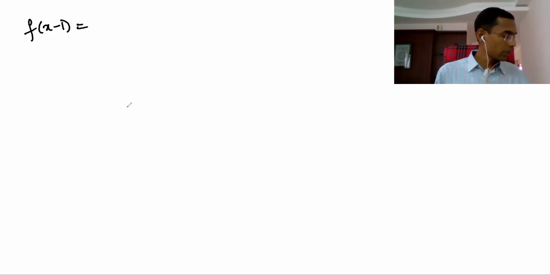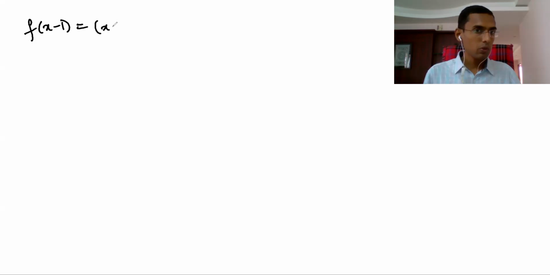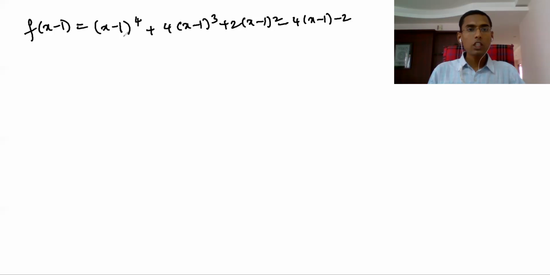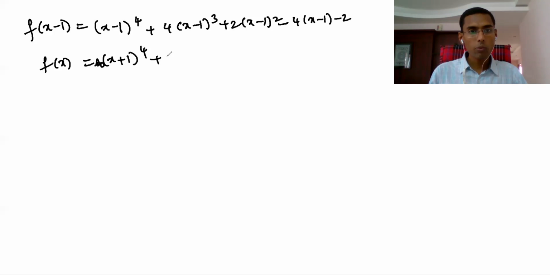I'm writing here f of x minus 1, that is (x minus 1)^4 plus 4 into (x minus 1)^3 plus 2 into (x minus 1)^2 minus 4 into (x minus 1) minus 2. This one we want. To simplify this one, there are two methods. One is you directly do it. Another is you express f of x in terms of x plus 1, a naught (x plus 1)^4 plus a1 (x plus 1)^3. Yesterday I told this.